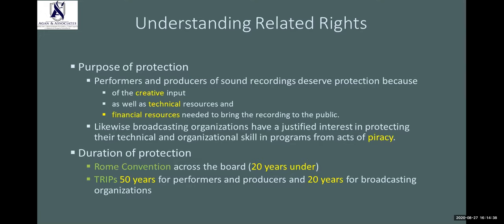So whether it is performed, produced, or broadcasted. TRIPS, on the other hand, is actually similar to our national laws in Kenya, and I think also very many national laws, has given a slightly higher protection of 50 years for performers and producers, but has lowered the duration to 20 years for broadcasting organizations. Of course, as we look at duration, let us always remember that the duration of protection is always for two reasons. One is in order for the beneficiary to benefit from their financial investment or otherwise.